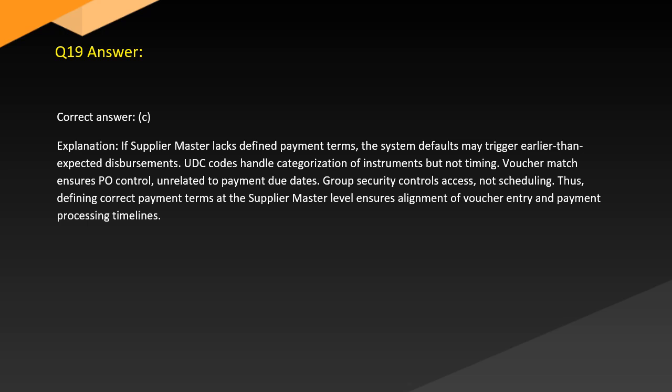Answer. Correct answer: C. Explanation. If supplier master lacks defined payment terms, the system defaults may trigger earlier than expected disbursements. Added codes handle categorization of instruments but not timing. Voucher match ensures PO control unrelated to payment due dates. Group security controls access, not scheduling. Thus, defining correct payment terms at the supplier master level ensures alignment of voucher entry and payment processing timelines.